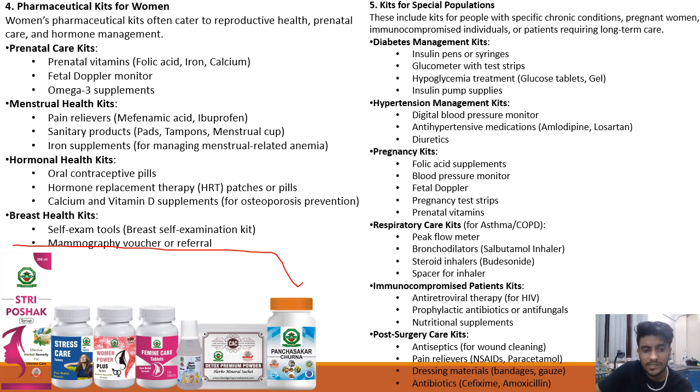There are certain medications that are available for vitamin supplementation, detox powder, children and all. So the different kits, like the prenatal, natal, and postnatal kits. Prenatal kits include folic acid, vitamin B9, iron, calcium, fetal Doppler monitor, omega-3 supplements, menstrual health kits like tampons, pads, menstrual cups, pain relievers, agents like mefenamic acid, Meftal-Spas, Ibugesic, that is ibuprofen, right?